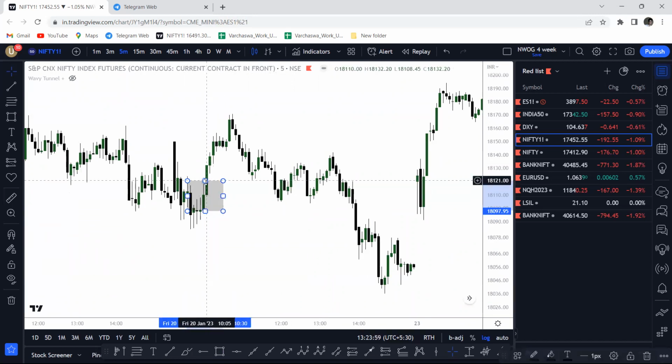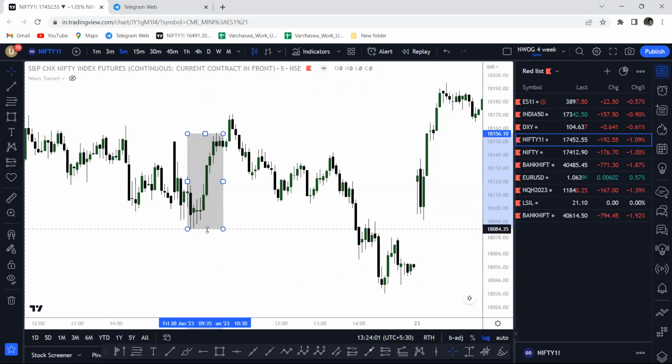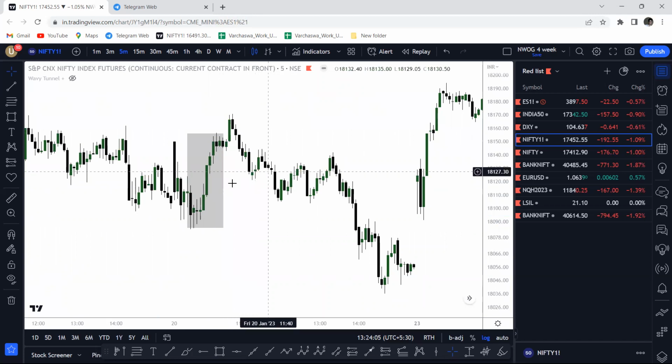Where do you have 10:30? 10:30 is right here. What happens next? Do you see a fake out, and a trade back into this particular fair value gap? So this is your trade. This is your trade setup right here.